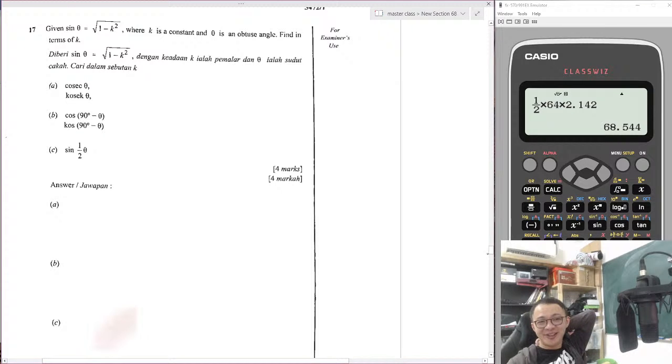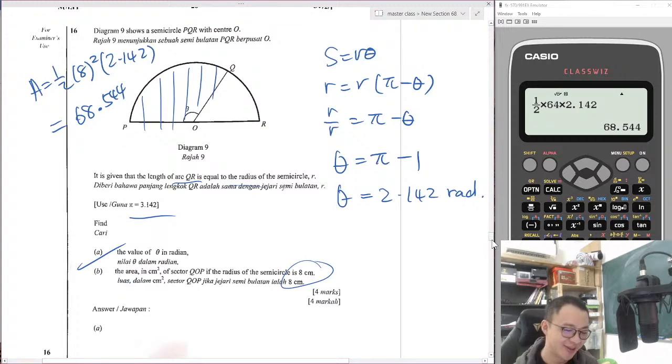Is the formula given in the exam? We need to memorize? No need to memorize. How to know it is pi minus theta? Yeah, very, very good questions.